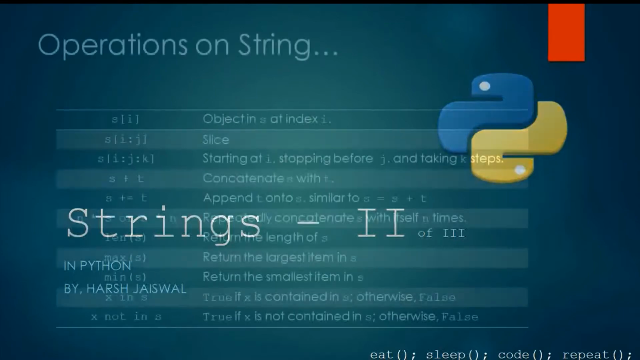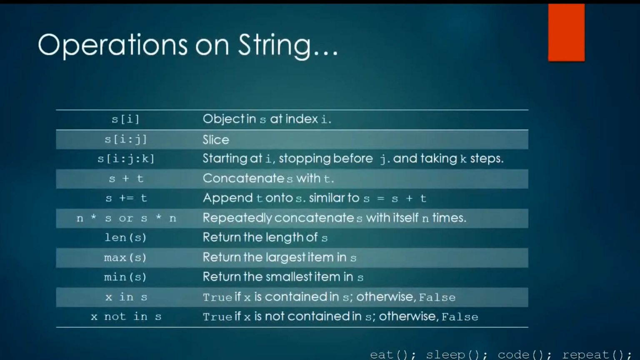Operations in strings are very simple, just those listed in this table. We have an accessing operation in which we can access a particular element, which we have seen in the previous video also. Then we have a slicing operation, where we can slice from this part and end at this part. Then we have another slicing operation which starts at index i, ends at j, by taking k steps. We will see an example.